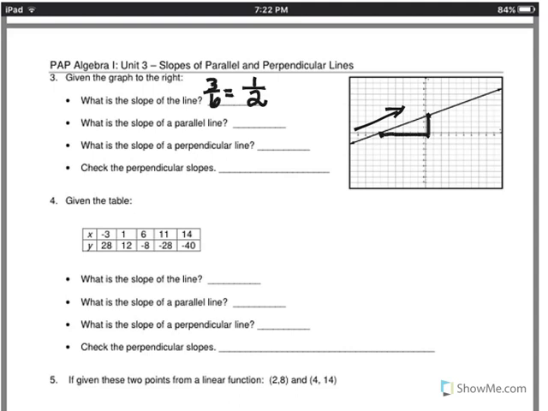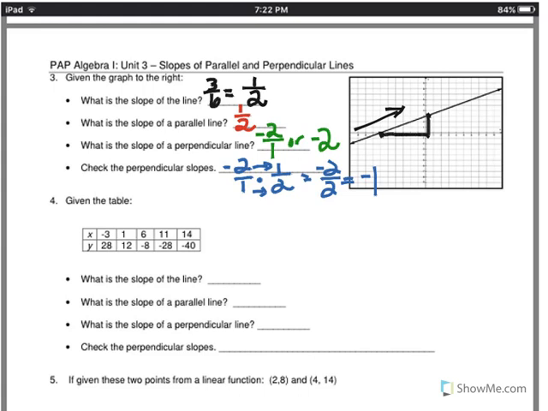Now, knowing what we just said on the front side, do you think you could fill in the lines here? What's the slope of a parallel line? What's the slope of a perpendicular line? And then check the perpendicular slopes. So I want you to try and do that. Hit pause and do that yourself.